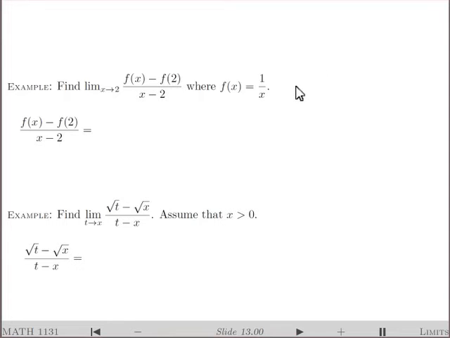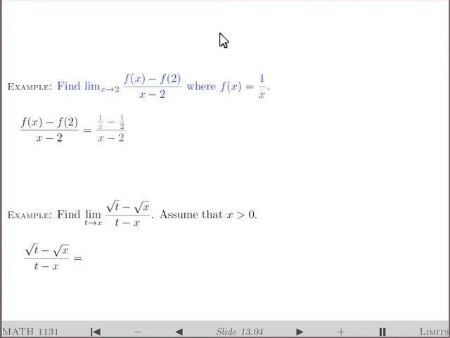So we will do for the function 1 over x, f of x minus f of 2 over x minus 2, and then the limit as x approaches 2. When I do these limits, I prefer to simplify the difference quotient first, so I'm going to do that here. For the function 1 over x, f of x is 1 over x, f of 2 is 1 over 2, so I get 1 over x minus 1 over 2, the whole thing over the quantity x minus 2.